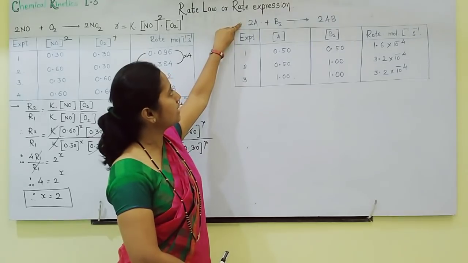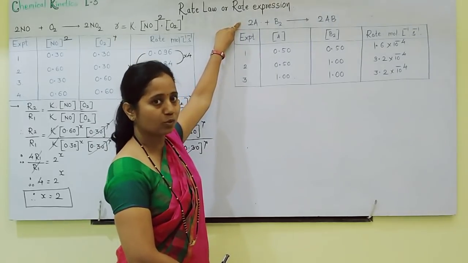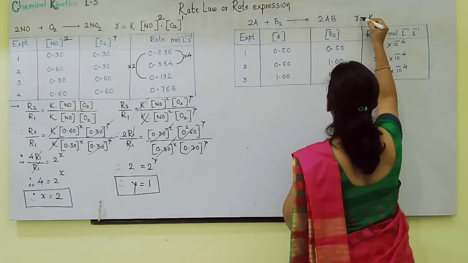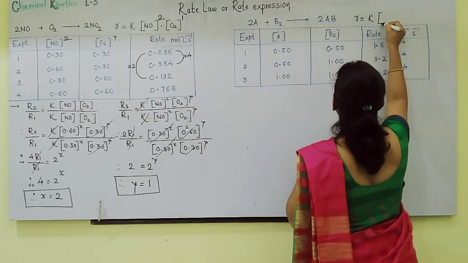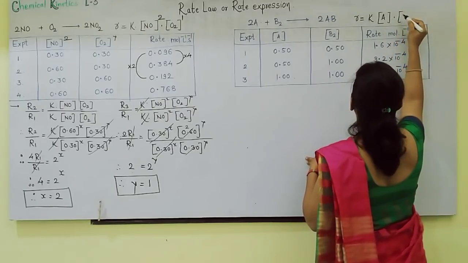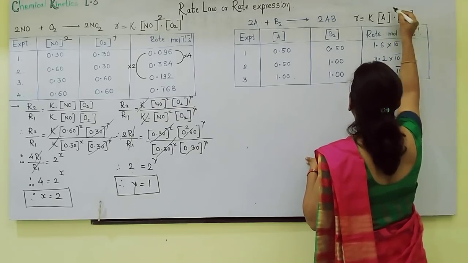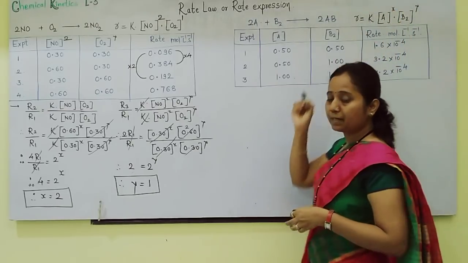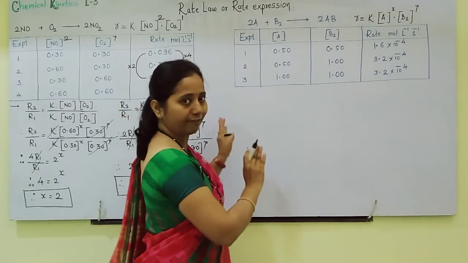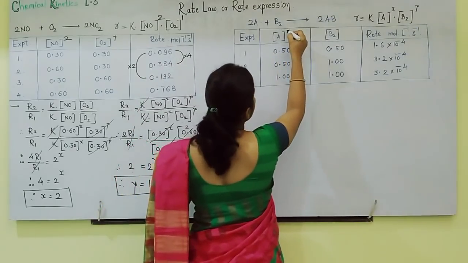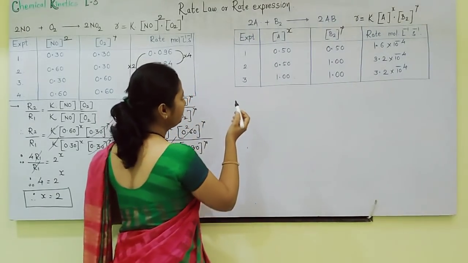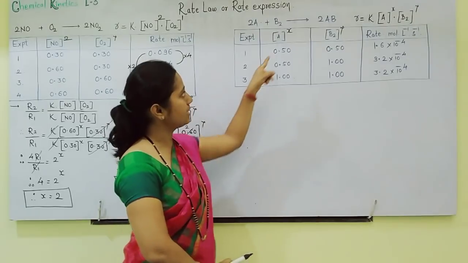In this experiment the reaction is 2A reacts with B2 to give 2AB. Student, tell me how to write the rate. Here I am writing rate is equal to the rate constant K, times the molar concentrations of the reactants, A and B2. I don't know their exponents, so I am considering them as x and y, which we have to find out. For A concentration I write exponent x and for B2 I write y. Now let us first find x.